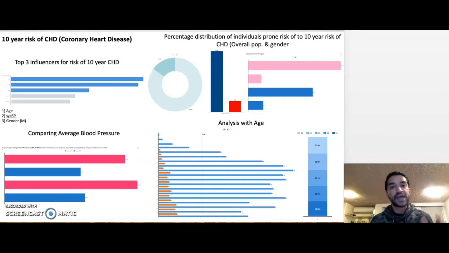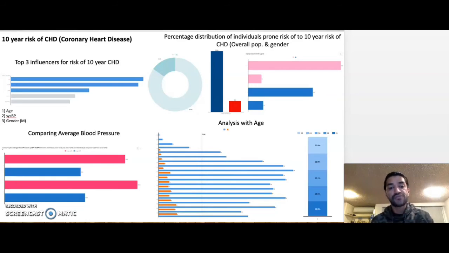Moving on to 10-year risk of coronary heart disease. Basically we had an attribute that broke down our population to those who are more likely to have risk of suffering from coronary heart disease in the next 3 years. The 3 key influences are age, systolic blood pressure and gender, specifically males. Around 15% of the population suffer from this 10-year risk of CHD, and on top we have a breakdown of the entire population and by gender.